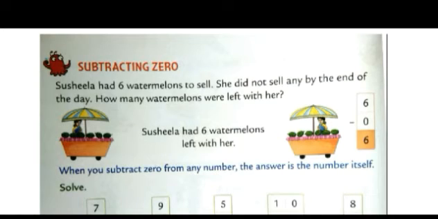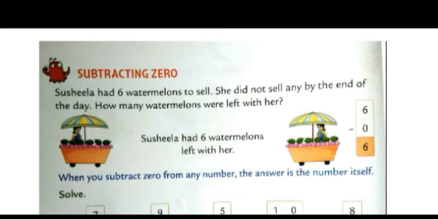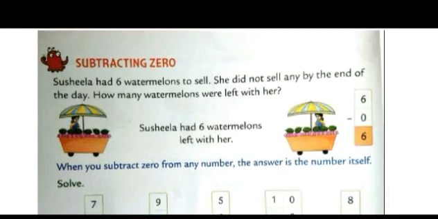Scholars, now we move on to a new topic, that is subtracting 0 on page number 56. In addition, we have learned that when you add 0 to any number, it gives the number itself. Same here in subtraction. When you subtract 0 from a given number, it gives the same number, the number itself.